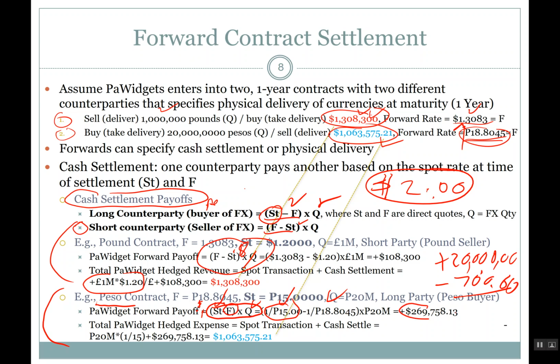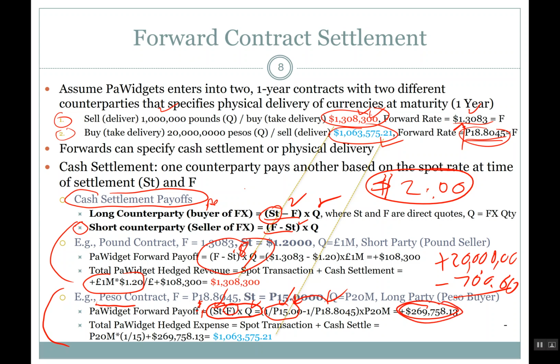All right, well, they get paid $269,000. First of all, if the exchange rate goes from 18 and it turns out to be 15, is that a devaluation or appreciation of the peso? It's an appreciation of the peso. That's bad, right? That's bad.